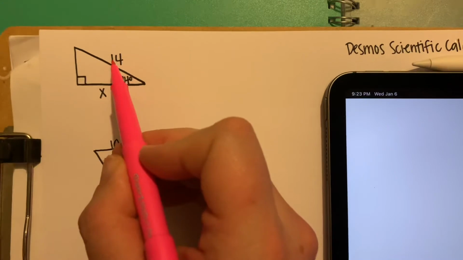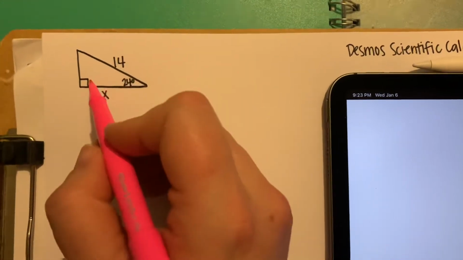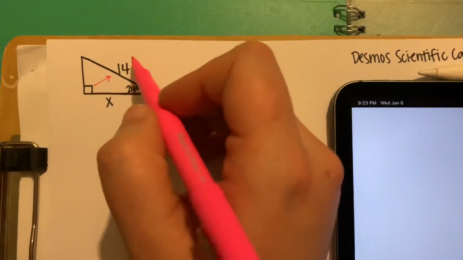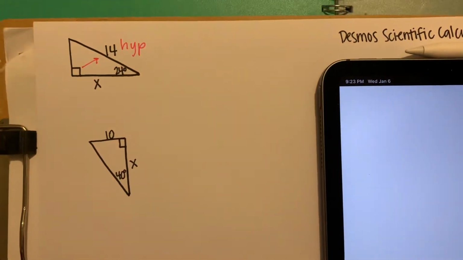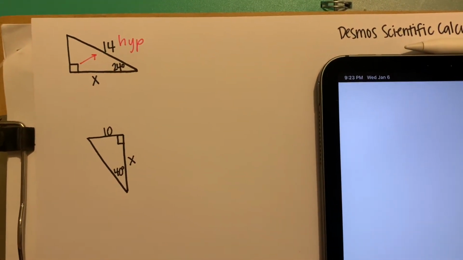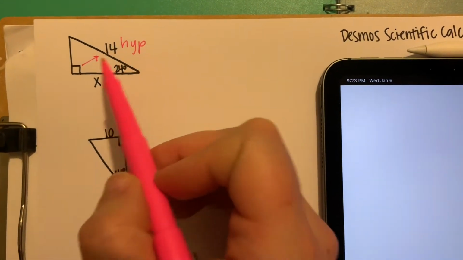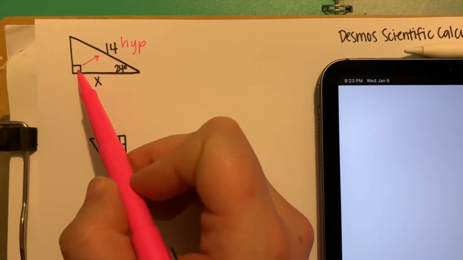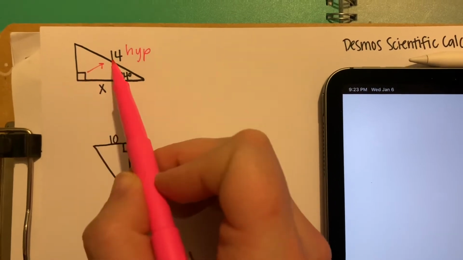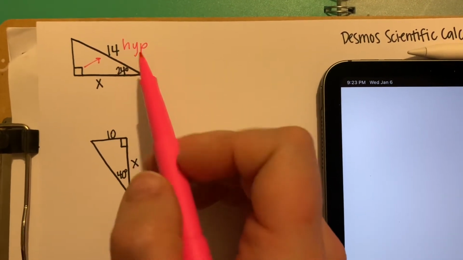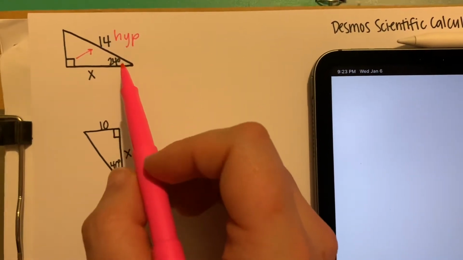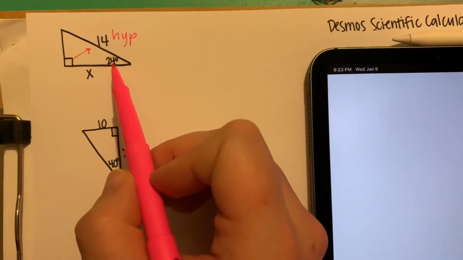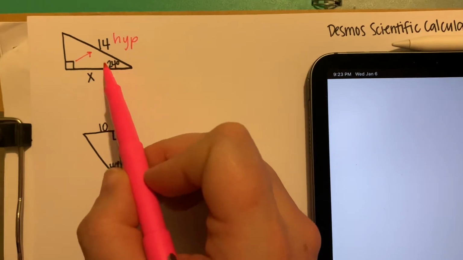This side here is across from the right angle, so that's the hypotenuse. If you're having trouble labeling adjacent and opposite and stuff, start with the hypotenuse. That is always going to be across from the right angle. Here's my right angle. Look across from that. That's the hypotenuse. The other side, you're going to label based off of the angle that you have as a reference. So this is my angle that I know.